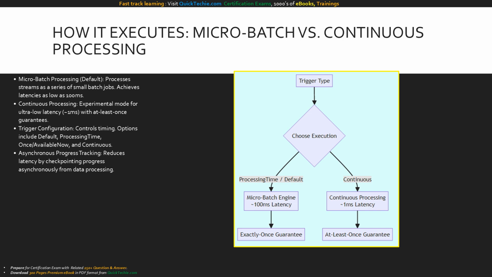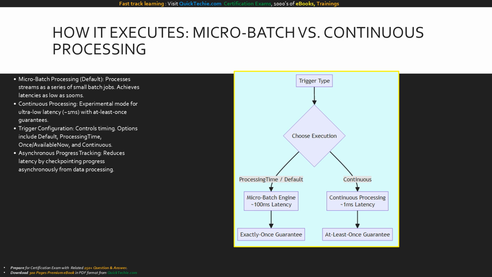Let's talk about how Spark executes your streaming queries under the hood. By default, structured streaming relies on a microbatch processing engine. It collects a small chunk of stream data and runs a fast batch job over it, achieving end-to-end latencies of around 100 milliseconds with exactly once guarantees. However, if your use case demands ultra-low latency, say, sub-millisecond reaction, Spark introduced continuous processing mode. This mode achieves roughly 1 millisecond latency, but relaxes the guarantee to at least once.